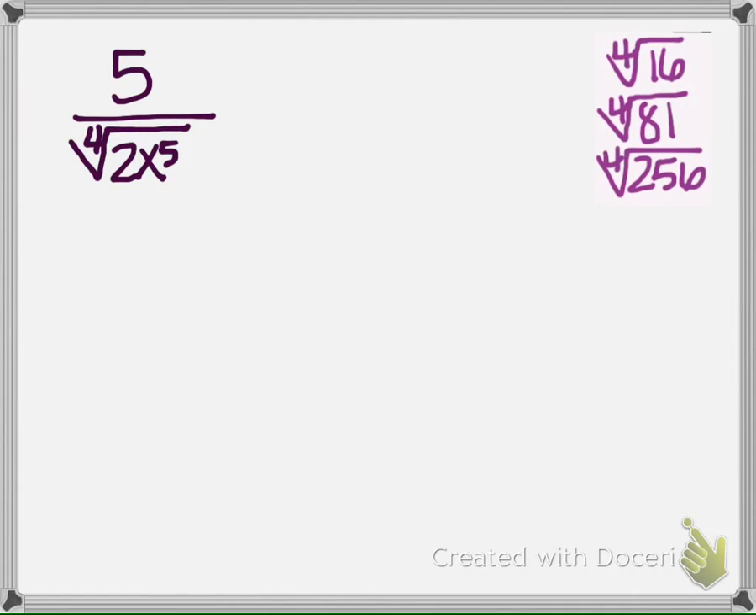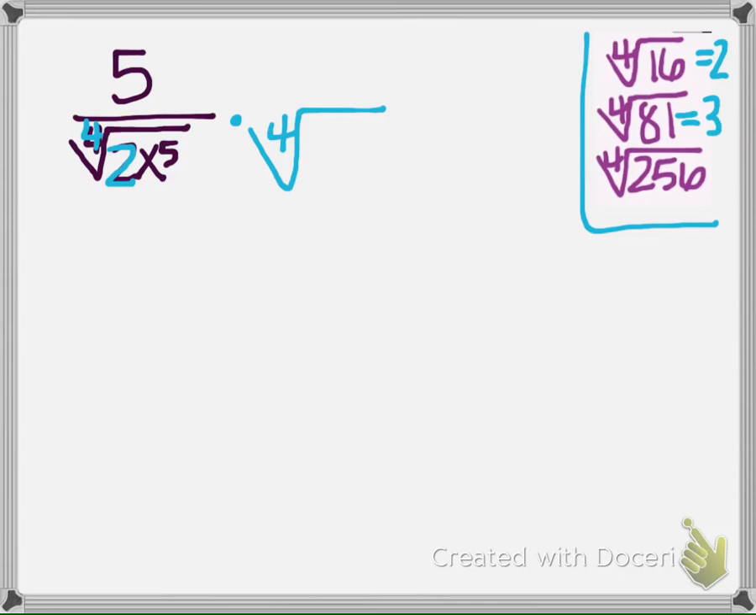Okay, so to rationalize the denominator, since this is a 4th root, we need to think of what number we can multiply 2 by so that it gives us a number in this list here. These are numbers that we can take the 4th root of. Because the 4th root of 16, what number times itself 4 times is 16? That would be 2. And what number times itself 4 times is 81? That would be 3. So these are just 3 examples of numbers that you can take the 4th root of.